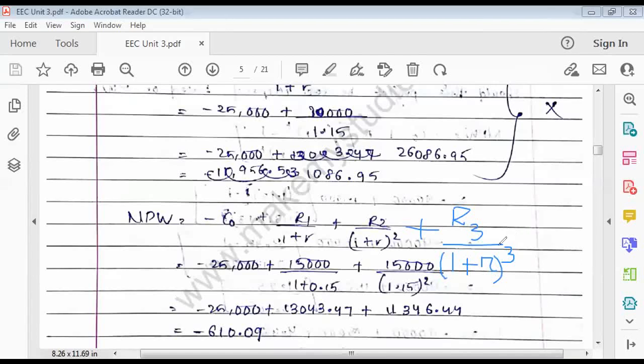So generally, what do we write? Generally, we write this way: plus dot dot dot plus, how do you write it? We write it RT by (1 plus r) whole to the power T. Or some books use N also. N is more popular. So depending on the number of years, you just extend this. Correct?